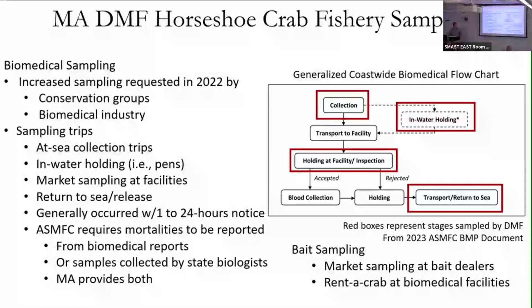You can see there in the schematic those are the spots that we actually sample from collection in the red there. In water holding, we're not on the trucks when they bring them to the labs, but we're at the labs when they bring them in. And they either accept the crabs to be bled or eject them, put them back into holding, and they put them back in the water after that. So all those spots in red are the spots we're sampling. We also do bait sampling. So we go into the markets and bait dealers and measure the crabs there. And also get the rented crabs at the biomedical facilities.